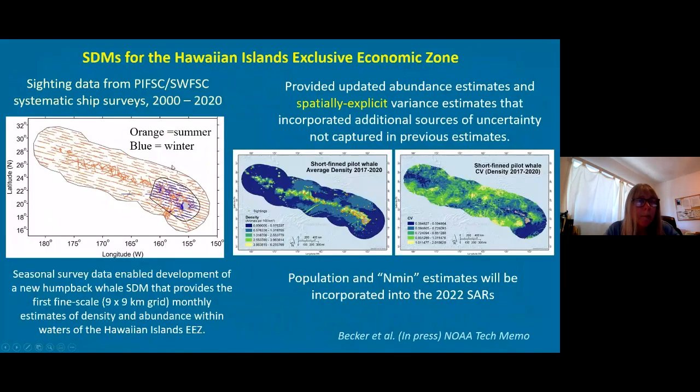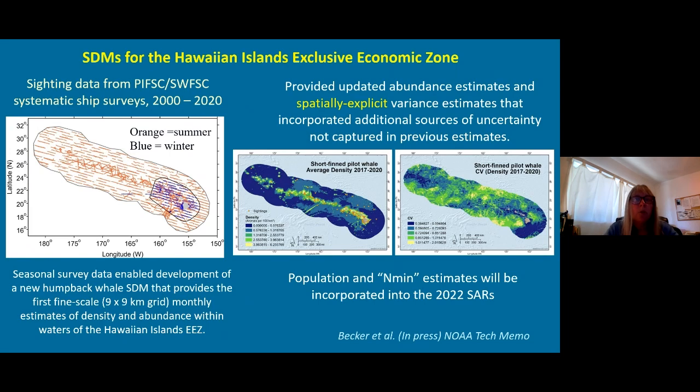A second example is for the Hawaiian Islands exclusive economic zone. The Pacific Islands Fisheries Science Center folks, Aaron Olson and Amanda Bradford and colleagues, had done surveys during winter in addition to the summer surveys. On the left, you'll see the summer surveys in the entire EEZ shown in orange, and there were some more nearshore winter surveys.